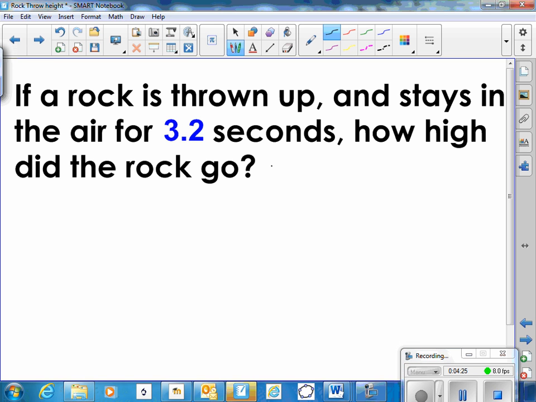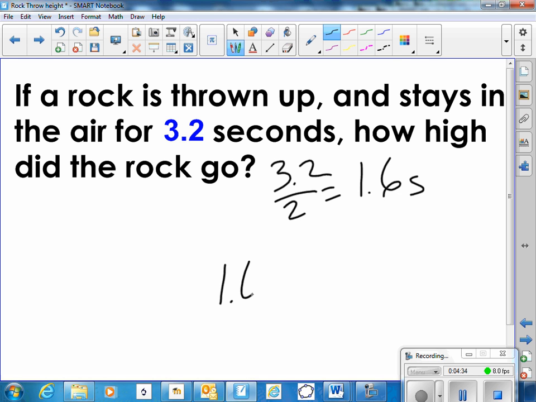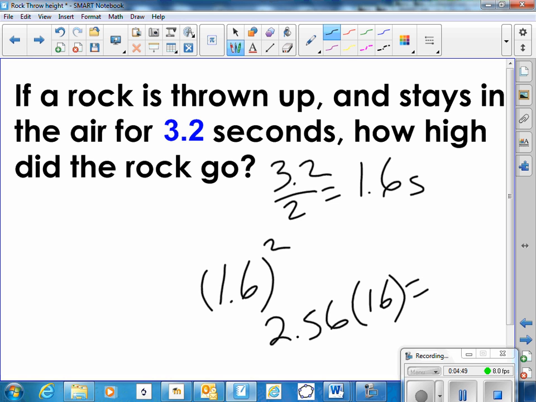3.2 seconds. 1.6 seconds for falling. 1.6 squared. 1.6 times 1.6 is 2.56 times 16 equals 40.96. Let's call it 41 feet.